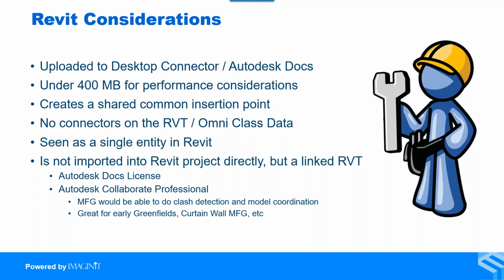Now, if we're dealing with RFAs, which we'll see in part 2 of this series, RFAs are families. Those are like toilets and sinks and fixtures and things like that. Those things have to be much, much smaller. This being another RVT file, though, you don't have that small consideration.